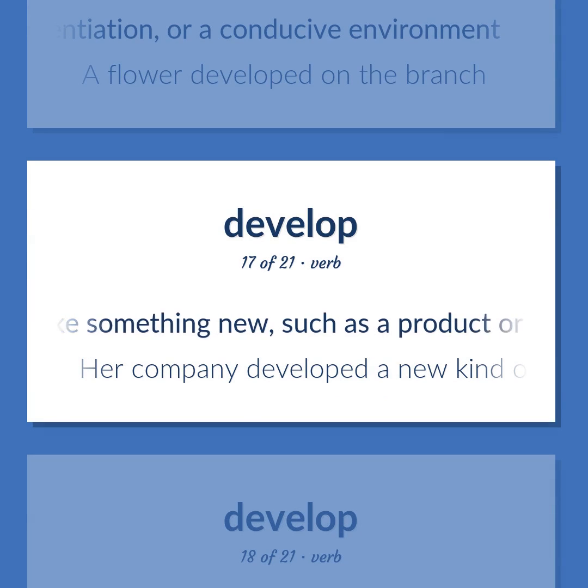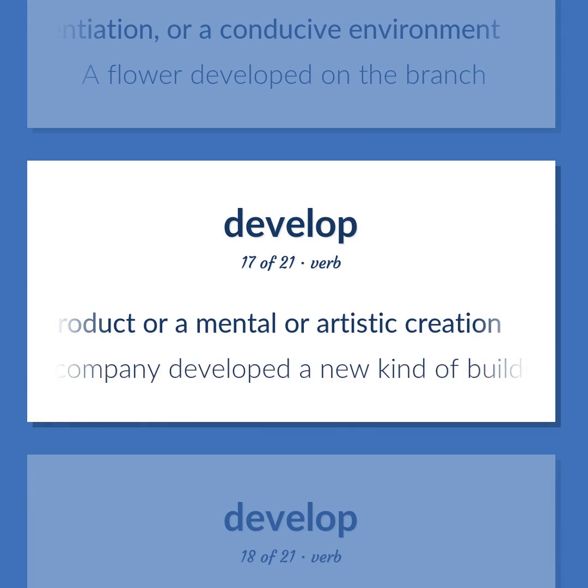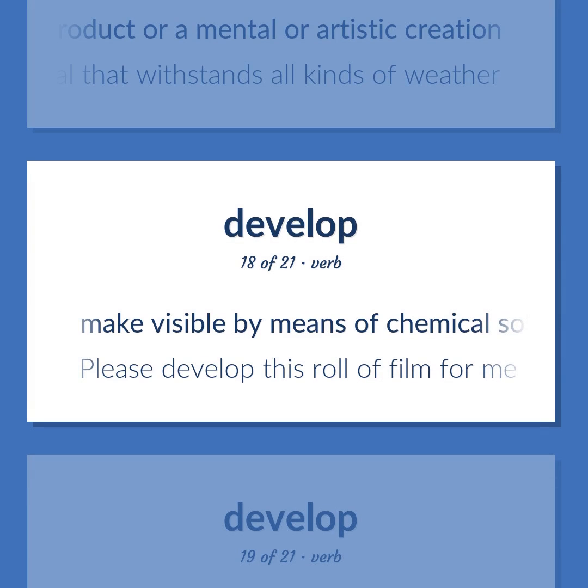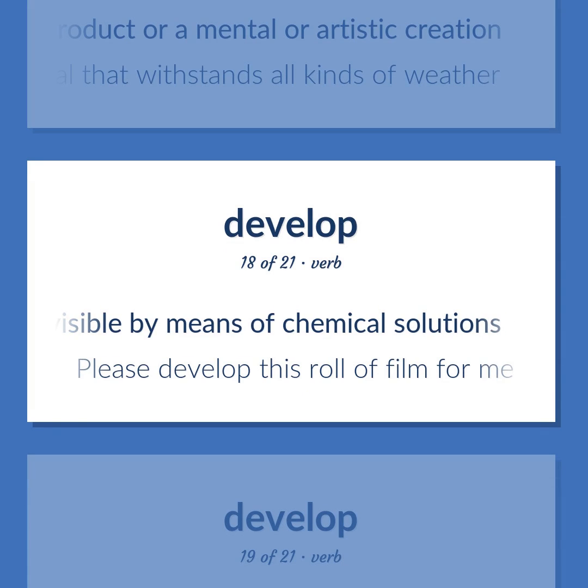Make something new, such as a product or a mental or artistic creation. Her company developed a new kind of building material that withstands all kinds of weather. Make visible by means of chemical solutions. Please develop this roll of film for me.